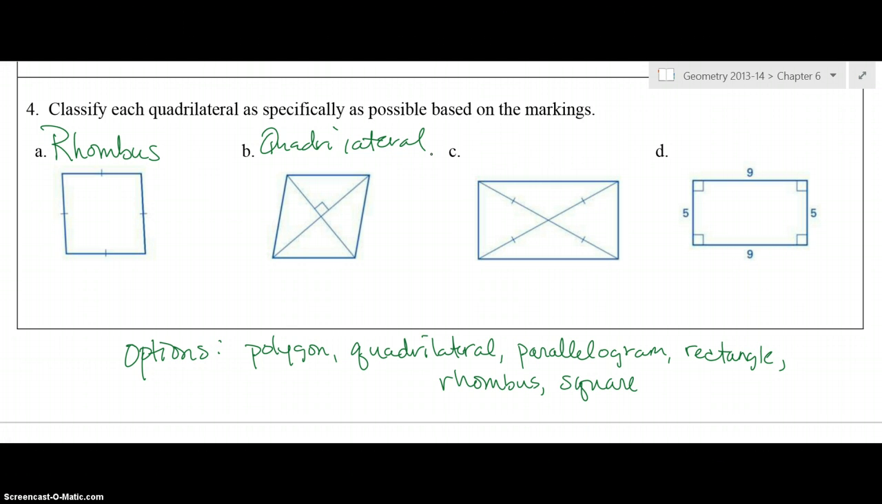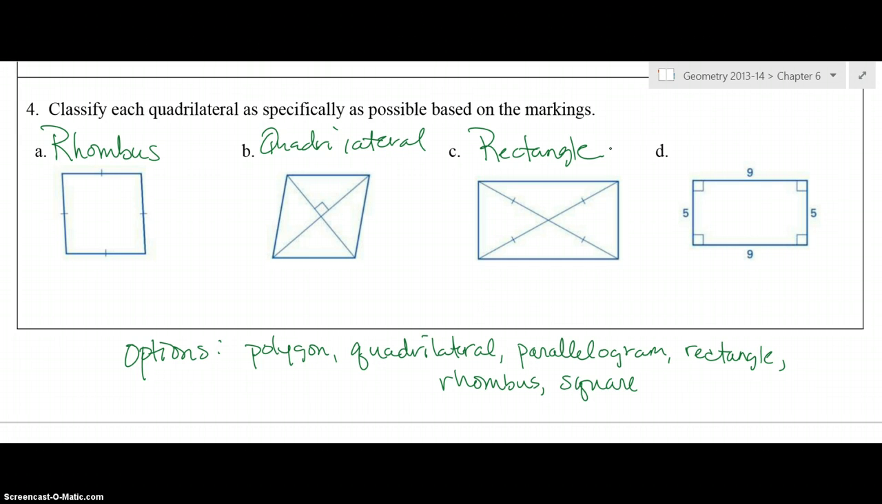Okay, C. It is a rectangle. Why? The diagonals are bisected, but they are also what? Congruent. That's right. The diagonals are bisected, and they are congruent, so rectangle. Okay? They are bisected, which makes it a parallelogram. The fact that they're congruent makes it a rectangle.